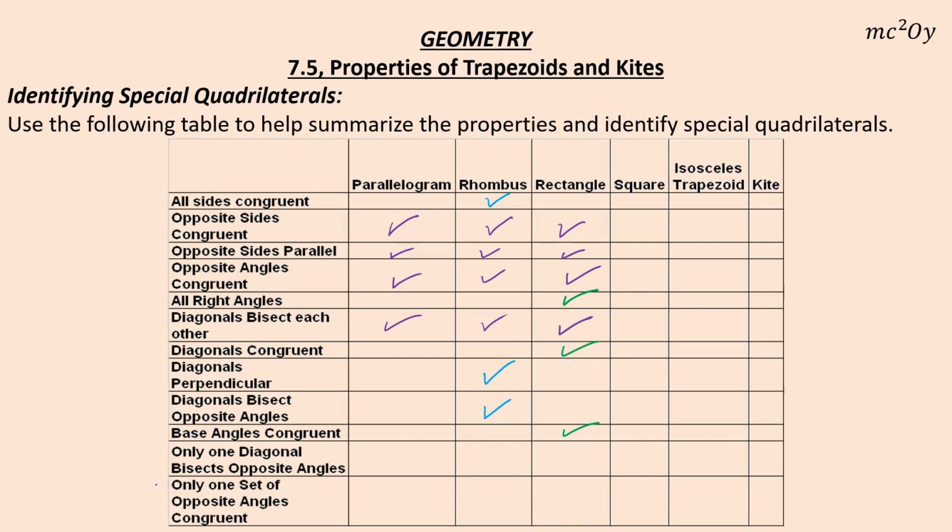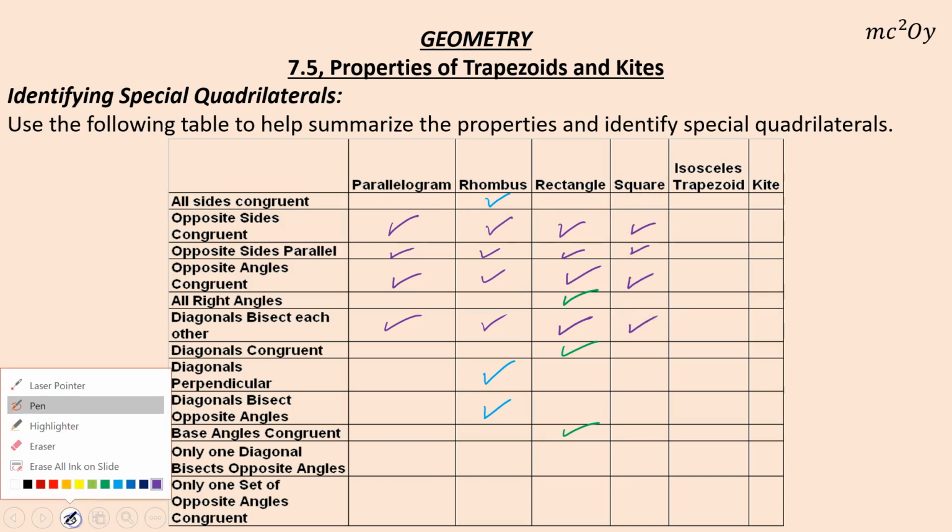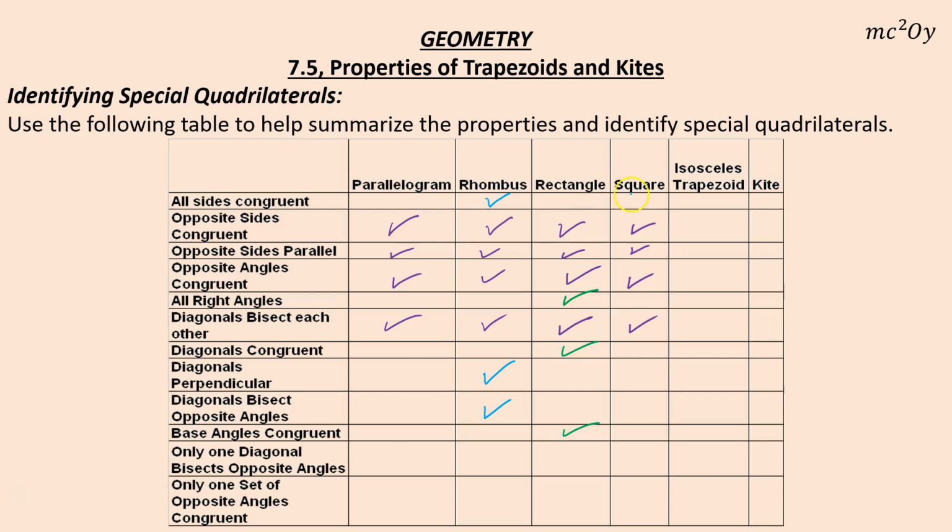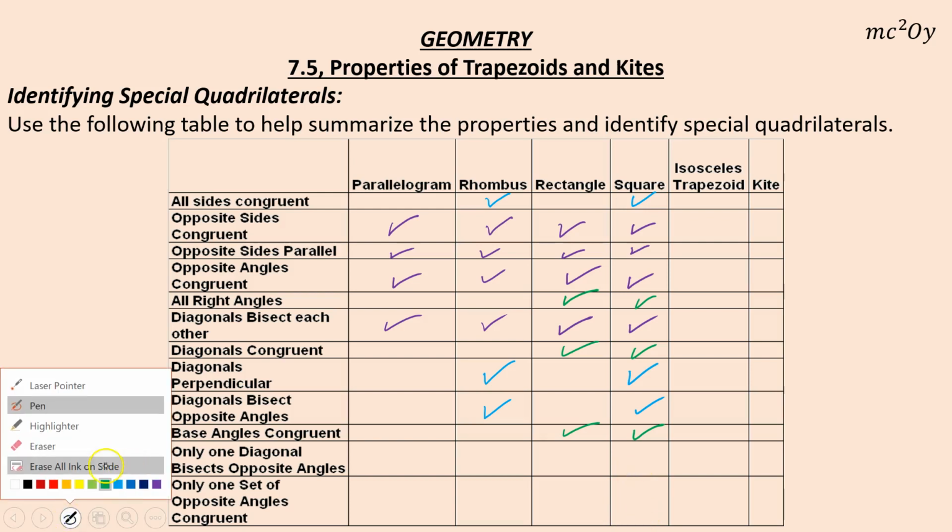Well, let's move on. Let's go to square here. Square is a parallelogram. Very good. A square is also a rhombus. And a square is also a rectangle. Holy cow. Only two things I haven't checked off for square here. Let's see. Only one diagonal bisects? No. Only one set of opposite angles congruent? No. All right. Well, we've got square. Square is the superhero there.